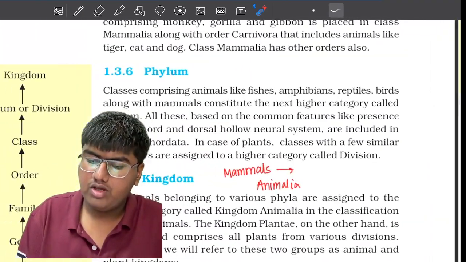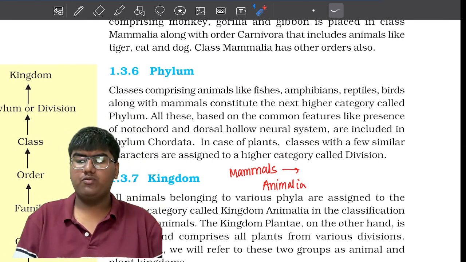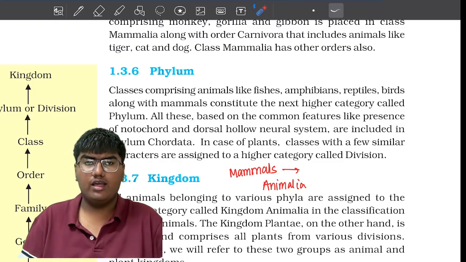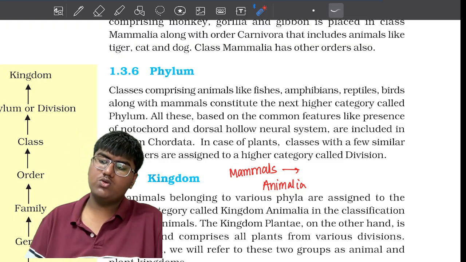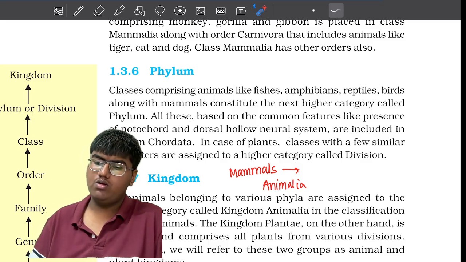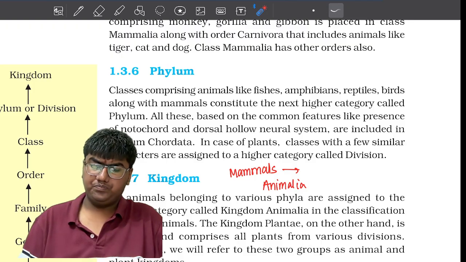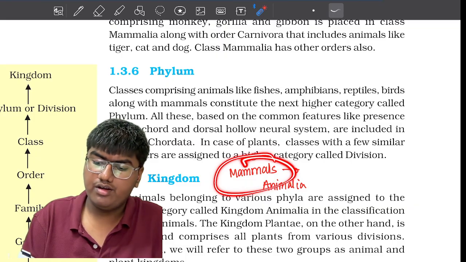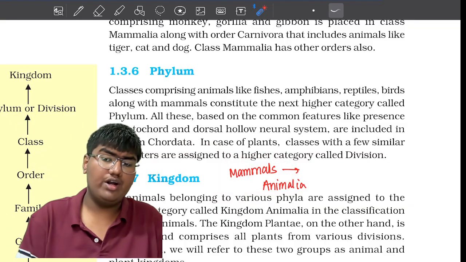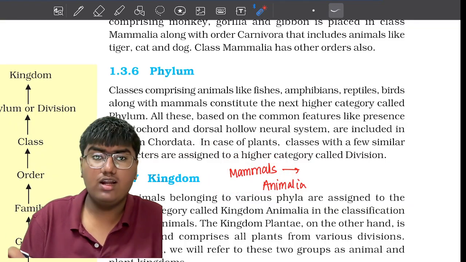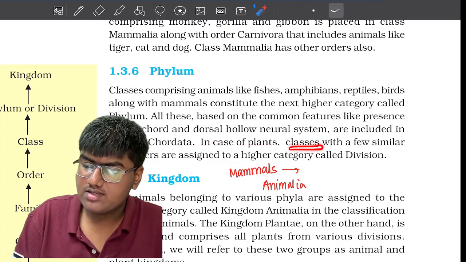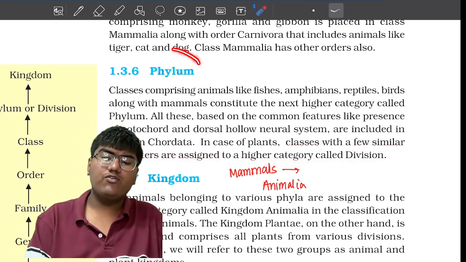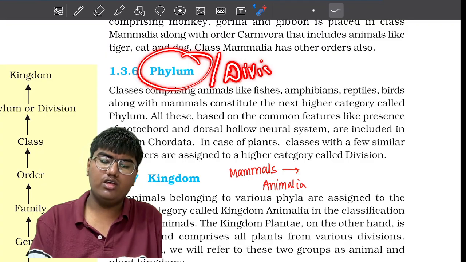Next, phylum. Classes comprising animals like fishes, amphibians, reptiles, birds, along with mammals constitute the next higher category called phylum. All these, based on common features like presence of notochord and a dorsal, hollow neural system, are included in the phylum Chordata. So mammals come under the phylum Chordata. In plants, classes with few similar characters are assigned into a higher category called division. So phylum is alternatively called division in plants.